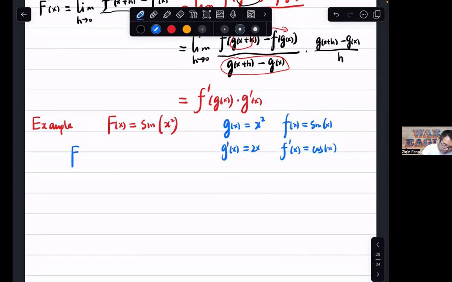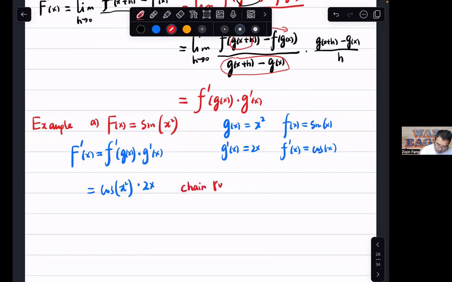So F prime of x should be f prime of g of x times g prime of x. The derivative f prime is cosine, cosine of g of x, which is x squared, then times g prime, which is 2x. This is how we differentiate this function. This is our first example, applying the chain rule directly.